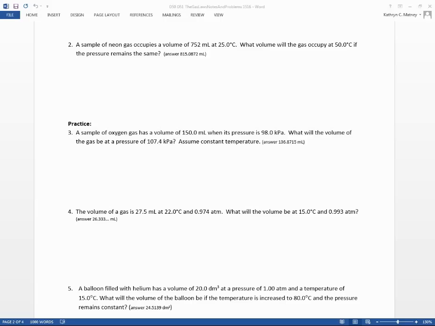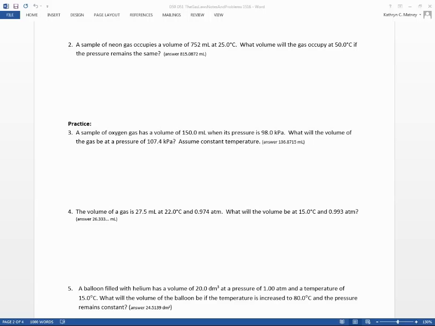Okay. So let's go and let's plug and chug into here. V1 is 752. You do not have to worry about putting in the units because you've already canceled them out. T2 is 323.0. V2 is unknown. T1 is 298.0. How do I isolate V2? Divide both sides by your T1, 298.0, so that goes away.